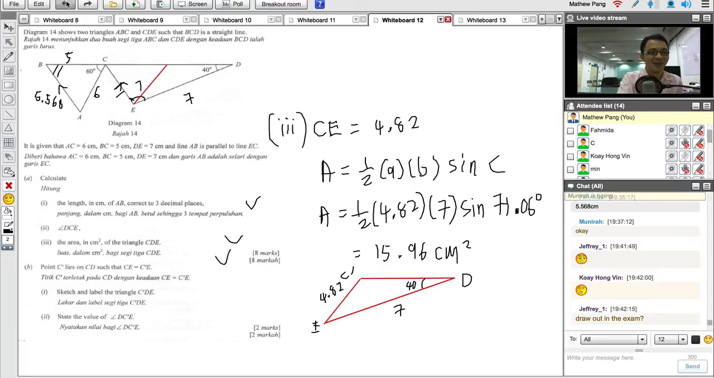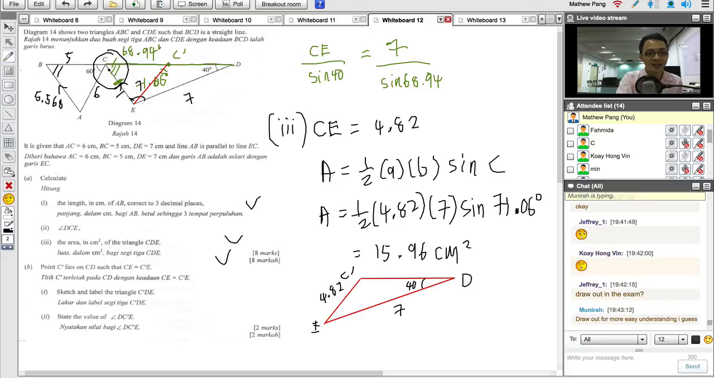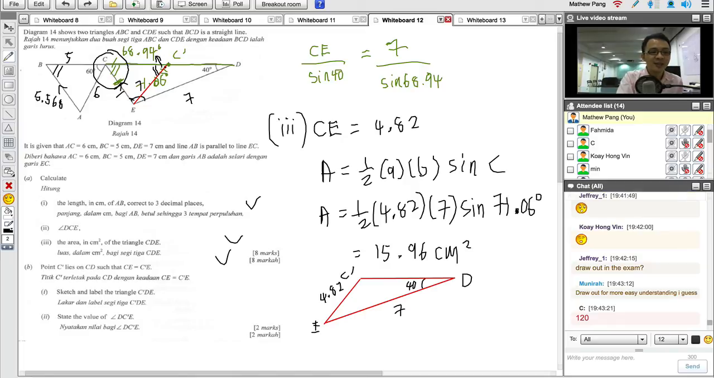Oh my god, I just erased too many things. Okay, just now we got this angle. We got this angle is 78.694, right? Since these two sides are the same length, it's an isosceles triangle, so this angle will be the same also. So this angle will be 68.94 also.